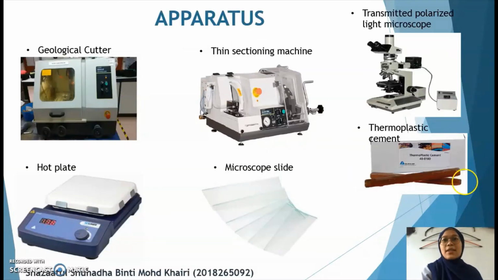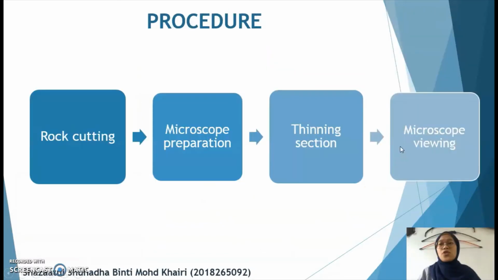Okay, next, the apparatus that we use in this experiment are a geological cutter, thin sectioning machine, transmitted polarized light microscope, hot plate, microscope slide, and also thermoplastic cement. So for the procedure, firstly is rock cutting. The rock sample was cut using the geo cutter. Then the rock was polished using sandpaper.